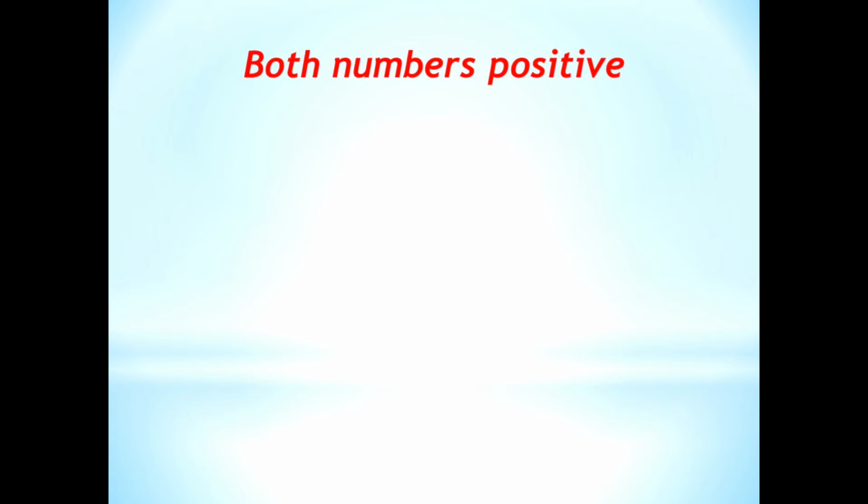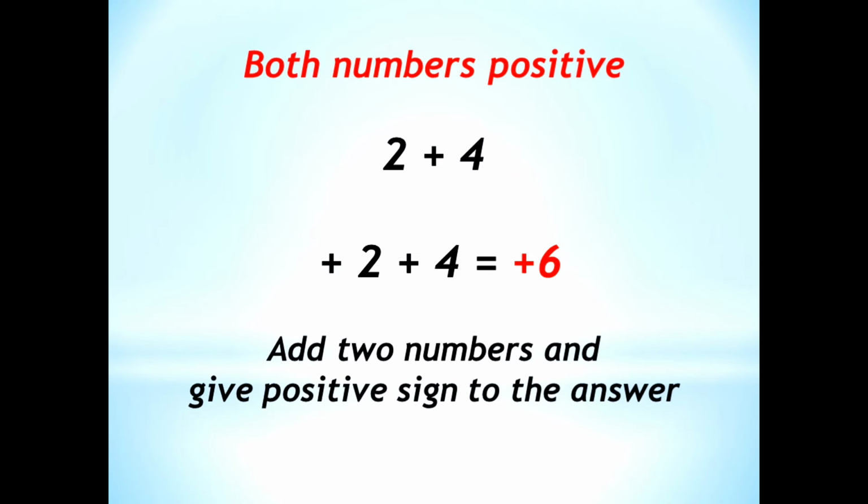The first type is if both numbers are positive. Let us consider one example and try to find the sum. Suppose 2 plus 4, this addition we have to find. In this example, both the numbers are positive. That's why the obvious sum of 2 and 4 is equal to 6, as both the numbers 2 and 4 are positive. That's why the sum is plus 6. So we can generalize this as, if two positive numbers are given, we just add those two numbers and give a positive sign to the answer. That's why 6 has got a positive sign.